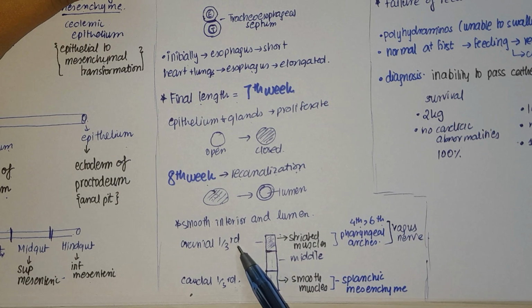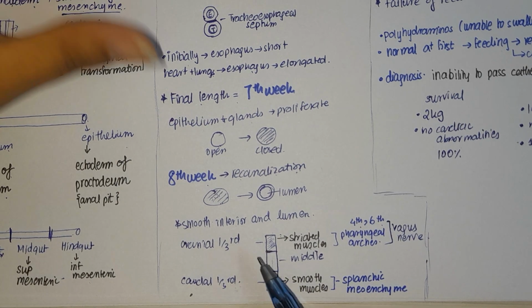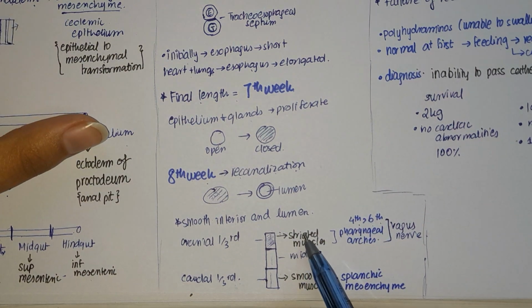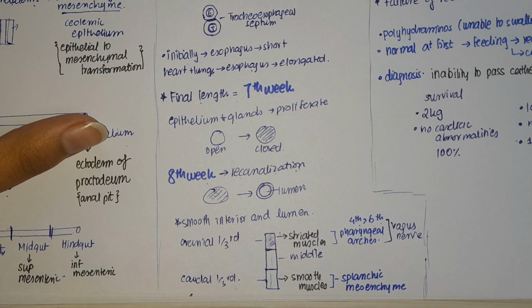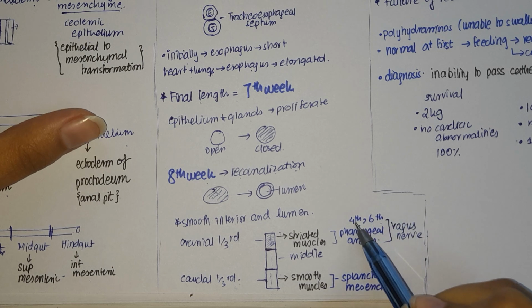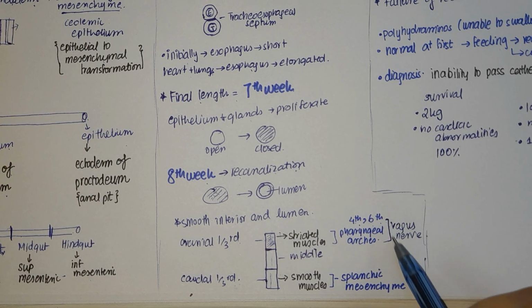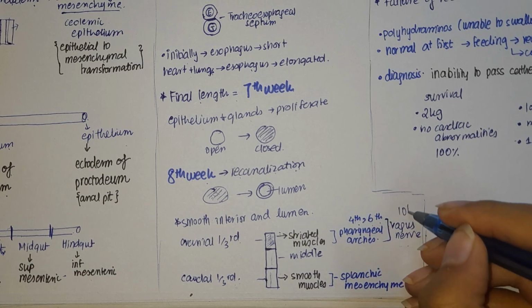Since the striated muscles make the cranial 1/3 portion, and they are formed from the 4th and 6th pharyngeal arches, they are supplied by a nerve which is the vagus nerve, or the 10th cranial nerve.